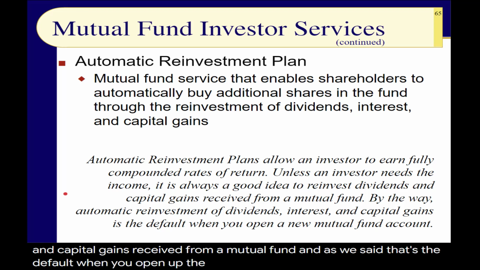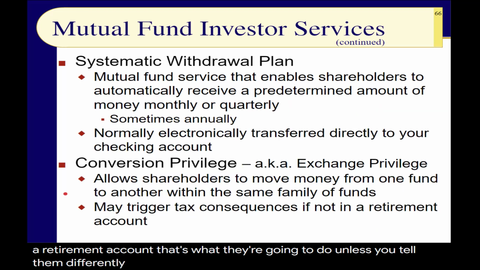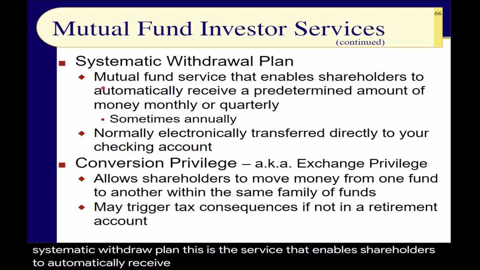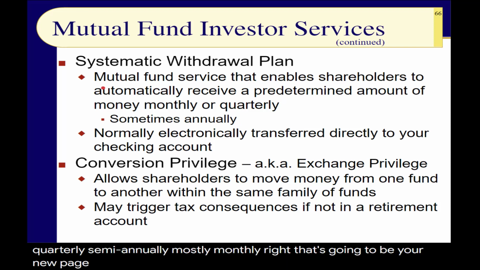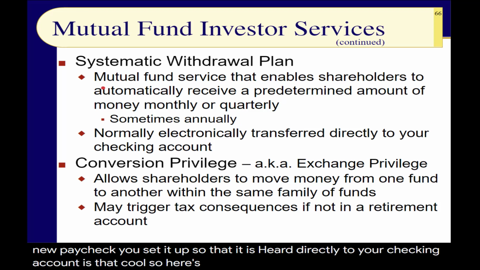When you open up the account, be it a regular account or a retirement account, that's what they're going to do unless you tell them differently. And then lastly is the way to get the money out, the systematic withdrawal plan. This is the service that enables shareholders to automatically receive a predetermined amount of money monthly, quarterly, semi-annually, mostly monthly, right? That's going to be your new paycheck. You set it up so that it is electronically directed, transferred directly to your checking account. Is that cool?